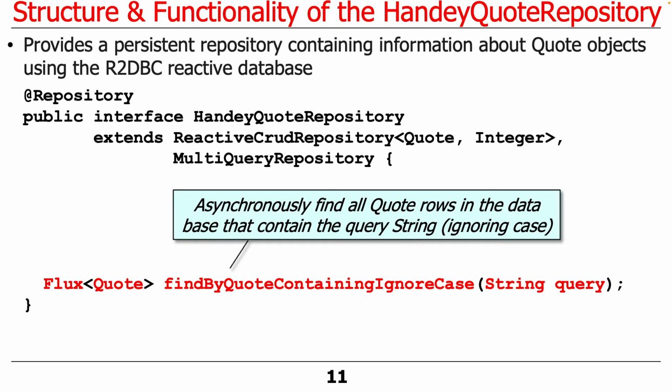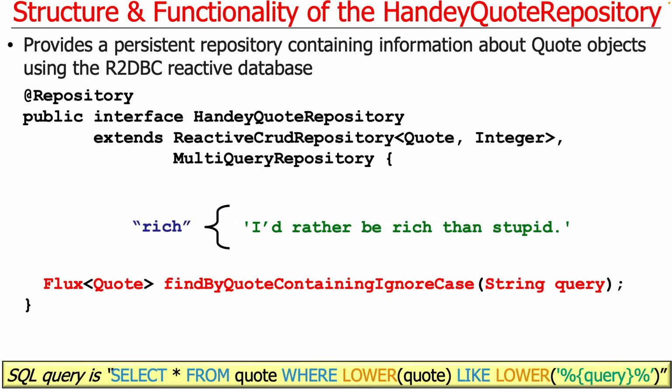What it's going to do is asynchronously find all the rows in this particular table in the database that contain some instance of the query that's passed as a parameter, ignoring the case. So containing means just search for this somewhere in the table row. Look for anything that has that query as the field in the database. We're looking at the quote field, looking for a containment, and ignoring the case. And it returns a Flux of Quote.